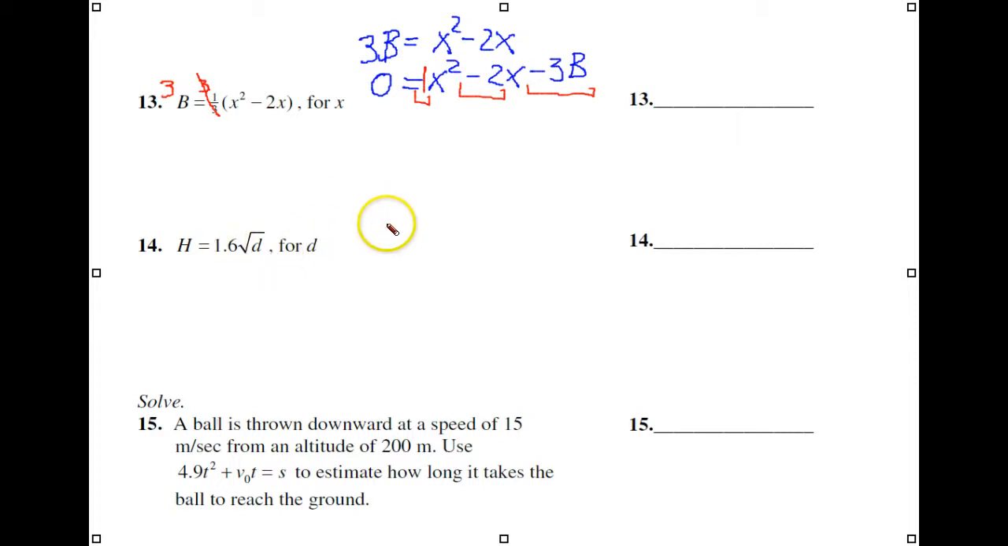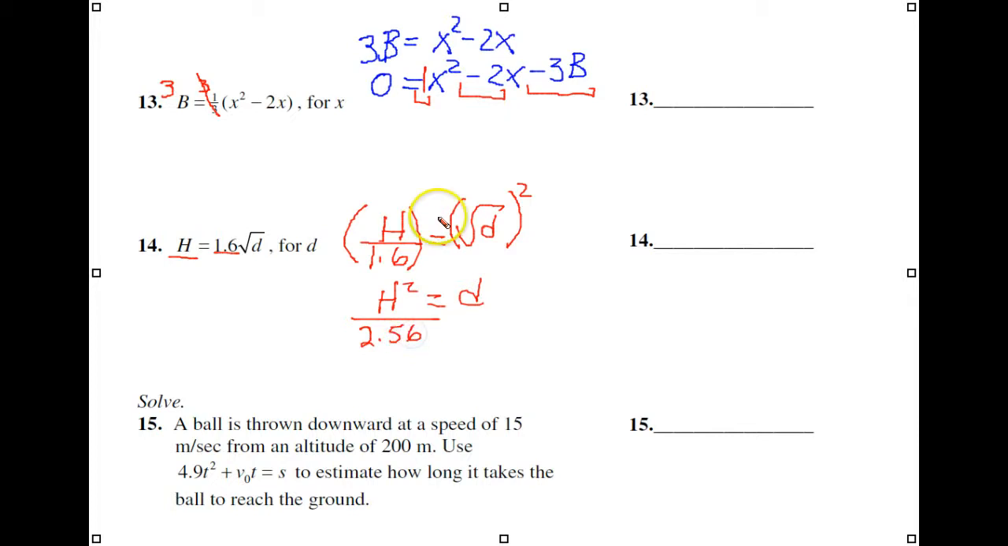All right, here you want to solve for d. So what we'll do, I'm going to divide both sides by this. So I get h over 1.6 equals the square root of d. And then I'll just multiply or square both sides. So this then becomes h squared, and whatever that is, squared, 2.56. So that was sort of an easy one.